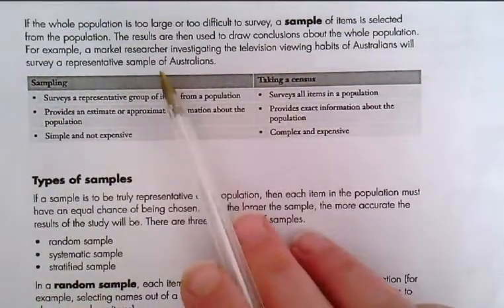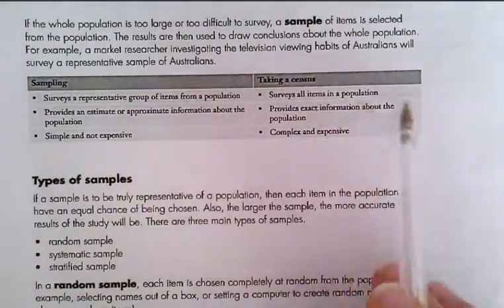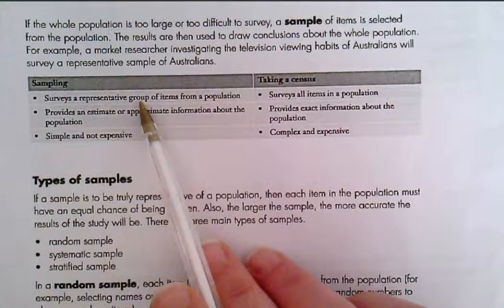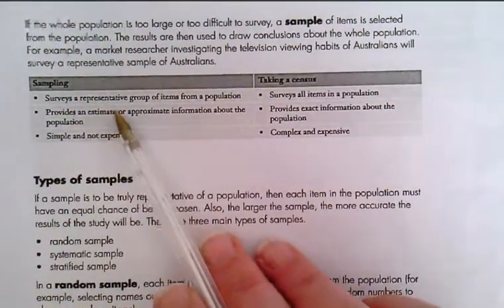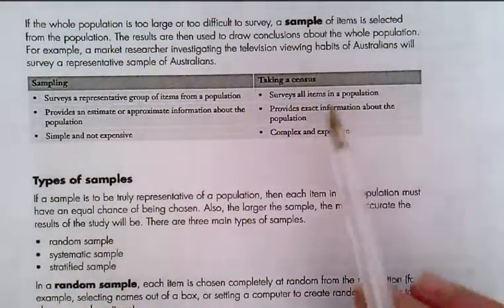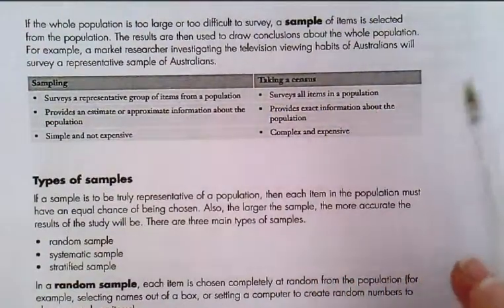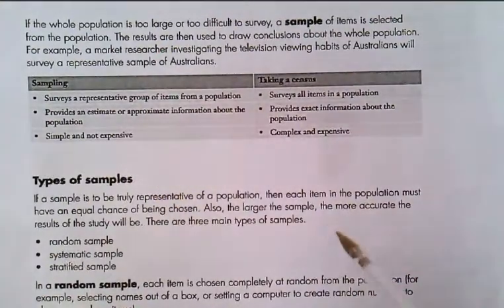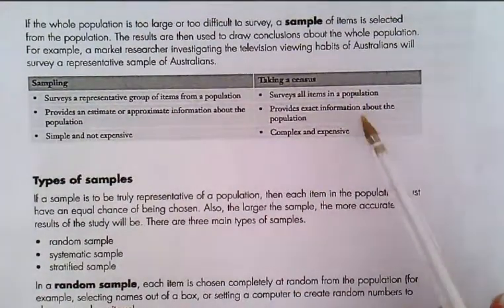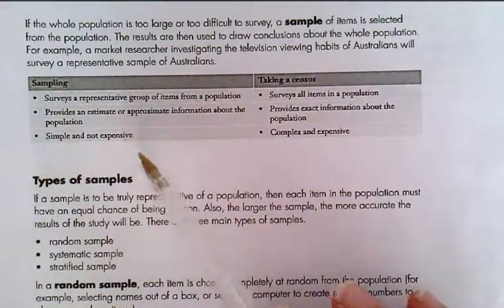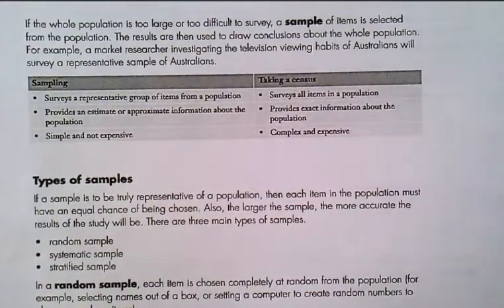So, just comparing sampling versus taking a survey. A sample is when you just survey a group of items from the population, and it has to be a representative group. So it can't be just a certain group that's not representative of the whole population, okay? A census is when we survey all items in the population. A sample will just give us an estimate or approximate information about the population, whereas a census will give us exact information about the population because everybody has been asked or every item has been sampled. And a sample is simple and not expensive, whereas a census is complex and expensive.